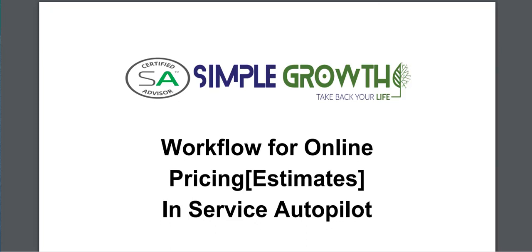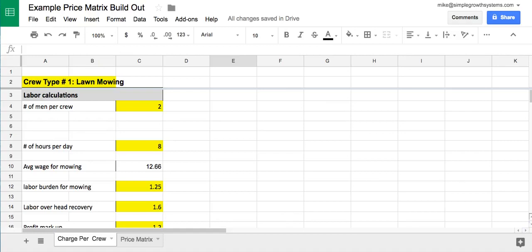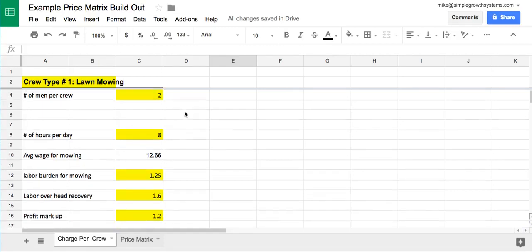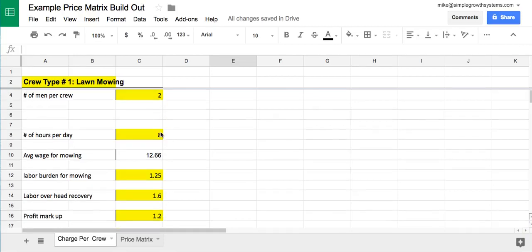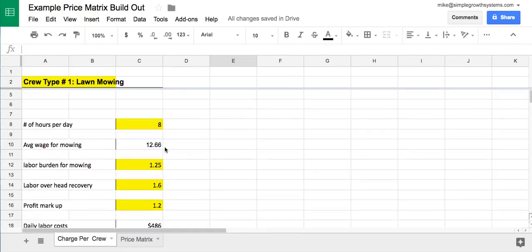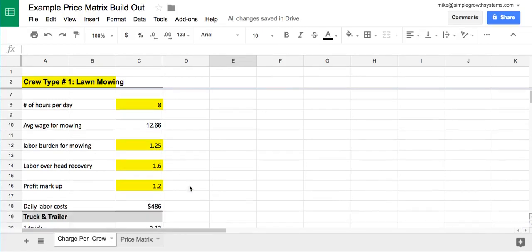So the first thing we're going to look at is an overhead recovery model. In our lawn mowing example that they asked about, we break this out. So labor calculations. We have a two-person crew. We're going to be working 8 hours a day. Average wage, including overtime, is $12.66. Our labor burden is our FICA, unemployment, holiday pay, things like that. Our overhead recovery comes right off our P&L and our profit markup of 20%.